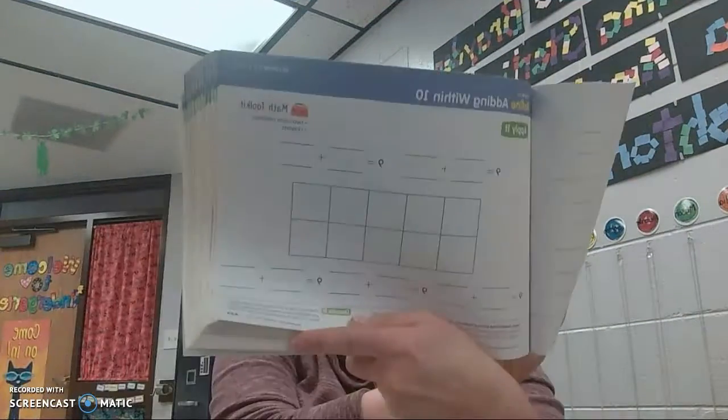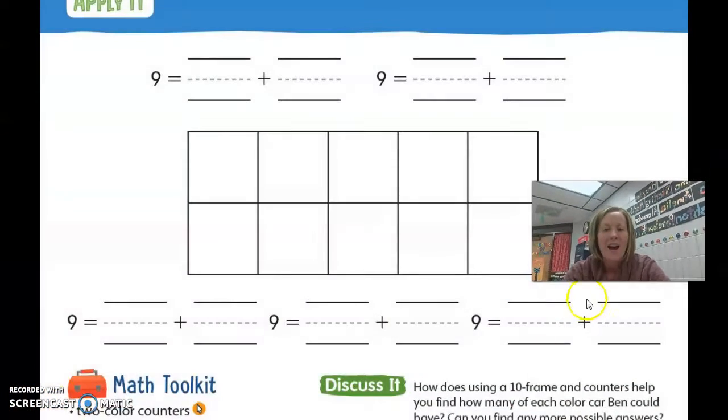Now you're going to need your workbook pages out. So we should be on page 423. Find that page 423. You're also going to need something to count with today. So you're going to need some pennies, some Legos, anything you can find. You need 9 of them. Can you find 9 of something? All right, boys and girls, let's get started.